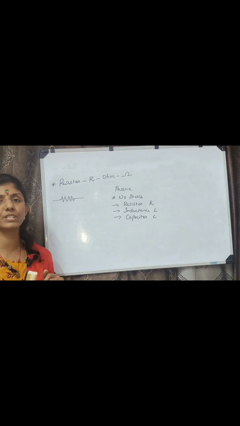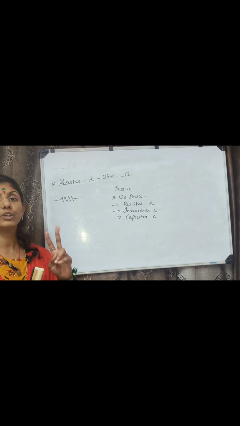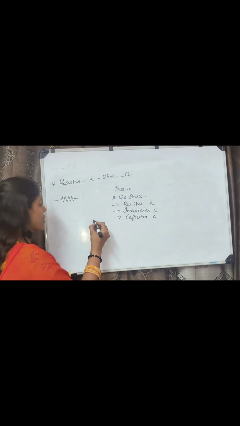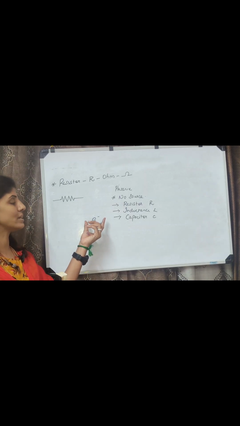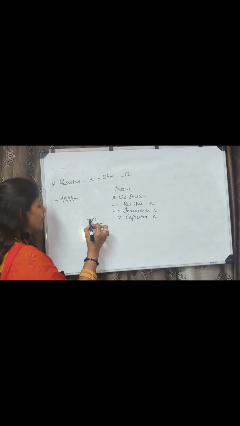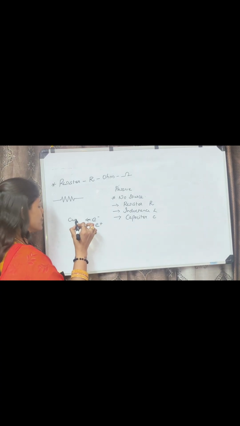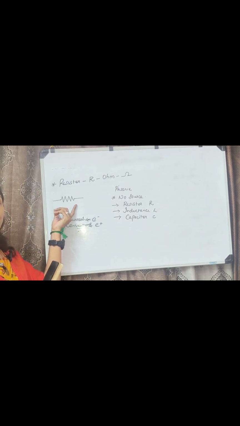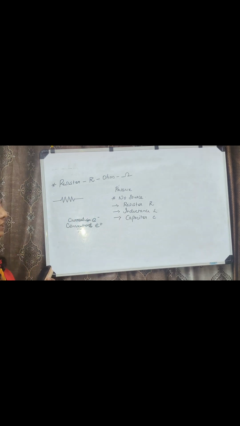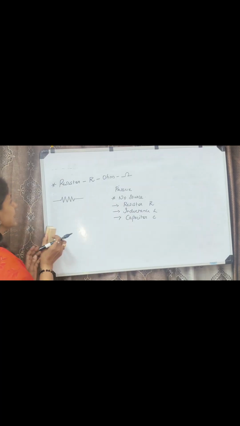Last class I told you what current is. Current is the flow of charge carriers. There are two charge carriers: one is the electron, e minus, and the other is the hole, e plus. The flow of electrons is termed as current, and the flow of holes is called conventional current. The resistance resists the flow of current; it acts as an obstacle for the flow of current.